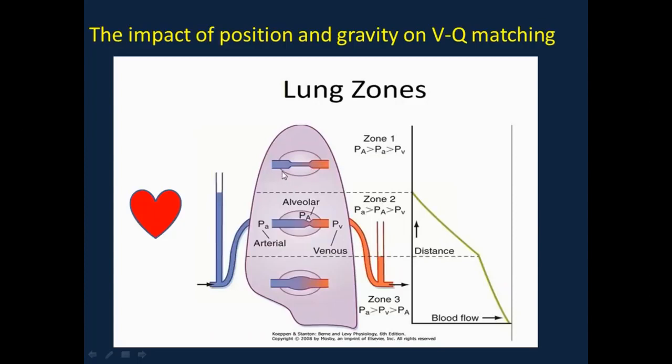So the upper part of the lung, you have the alveolar pressure, which is P uppercase A, higher than arterial pressure, which is higher than venous pressure. In this case, the blood will be stopped.